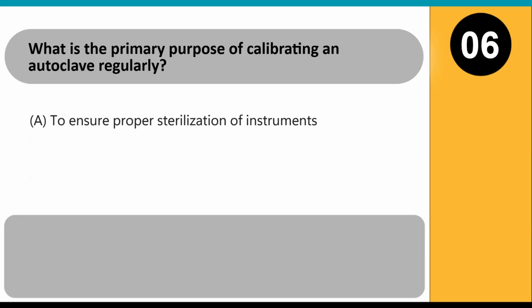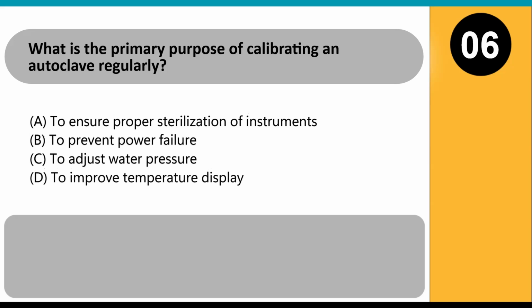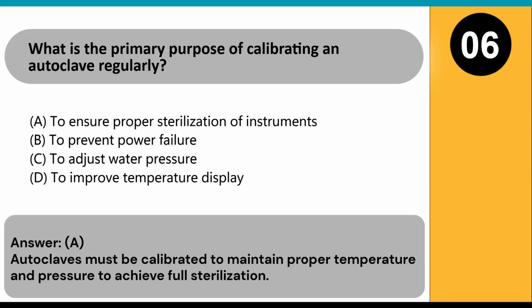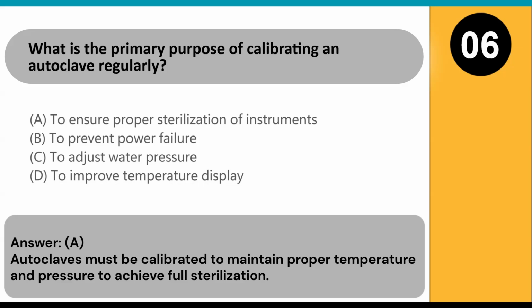What is the primary purpose of calibrating an autoclave regularly? A. To ensure proper sterilization of instruments. B. To prevent power failure. C. To adjust water pressure. D. To improve temperature display. Answer: A. Autoclaves must be calibrated to maintain proper temperature and pressure to achieve full sterilization.